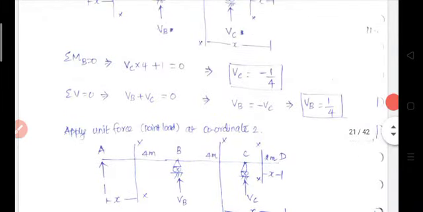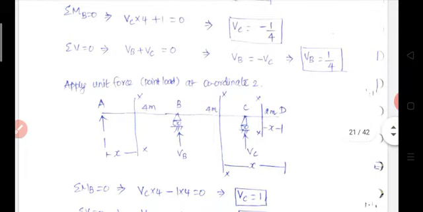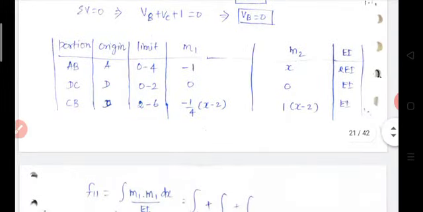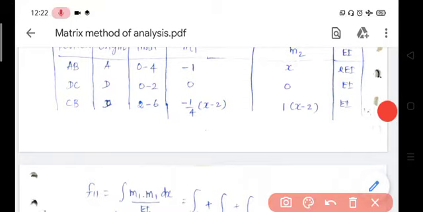Then for the CD portion or DC portion, again take a section xx, which is x distance from D. Limit 0 to 2, the bending moment on the right of the section is 0. There is no force on the right of the section. So, therefore, the bending moment is 0. Next for the CB portion, again take a section xx, which is x distance from D, limit 2 to 6, the bending moment is equal to VC into x minus 2, where VC is equal to 1. So, therefore, 1 into x minus 2.